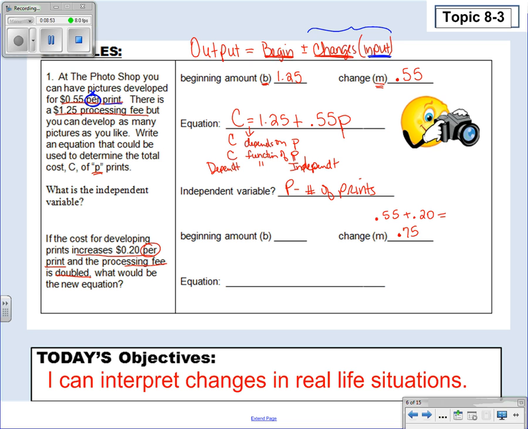Okay, the processing fee is doubled. The processing fee was our original amount, or our beginning amount. So our processing fee was originally $1.25, but now it's doubled. So we're going to multiply that by 2 and we'll get $2.50. So our beginning amount is $2.50. Now we'll rewrite our equation. The cost is equal to, our beginning amount is $2.50, plus it changes by 75 cents per print.